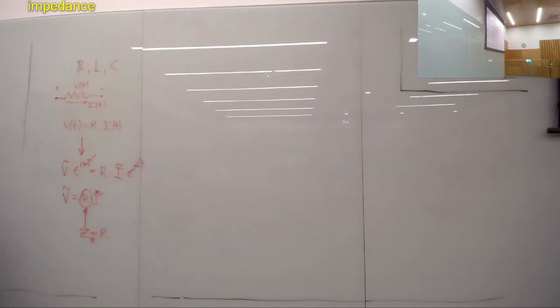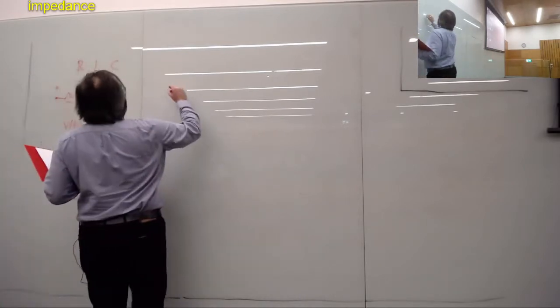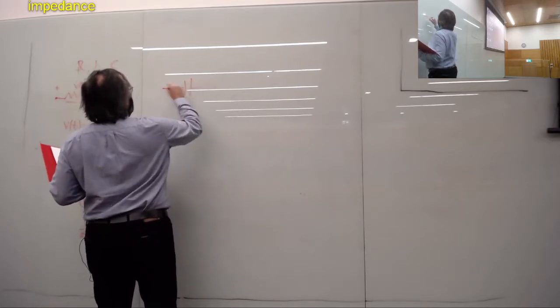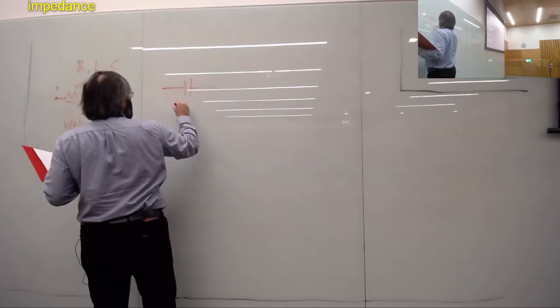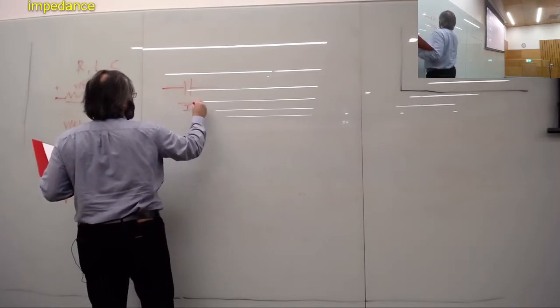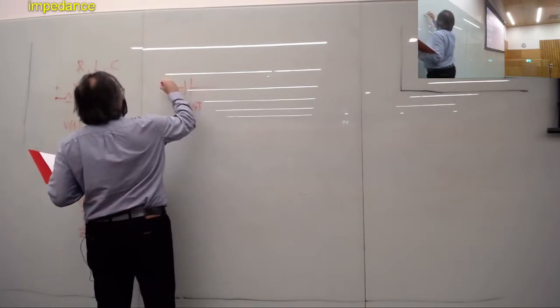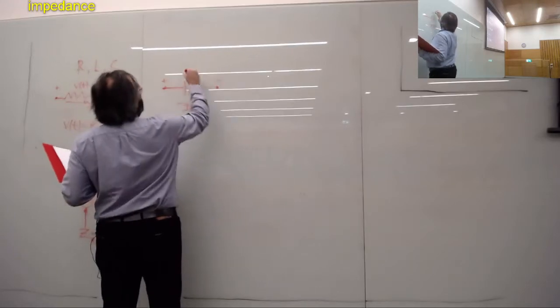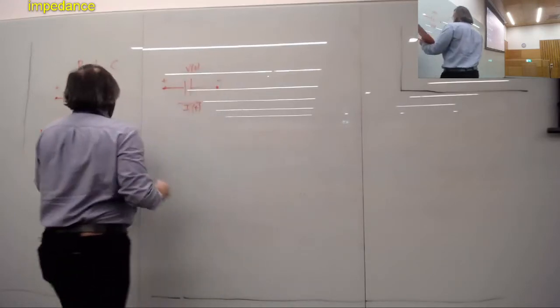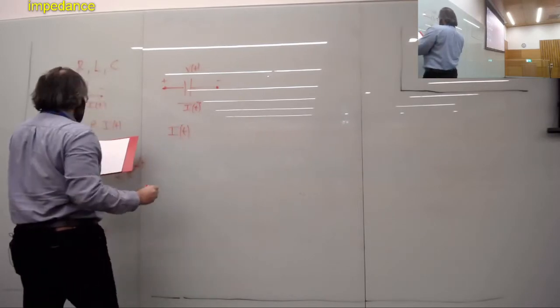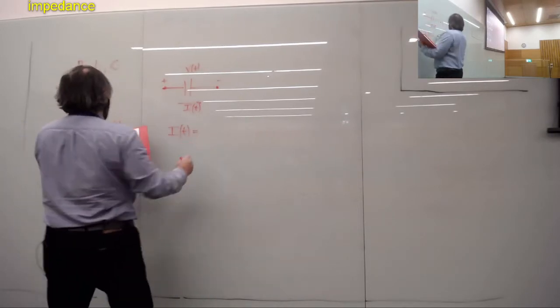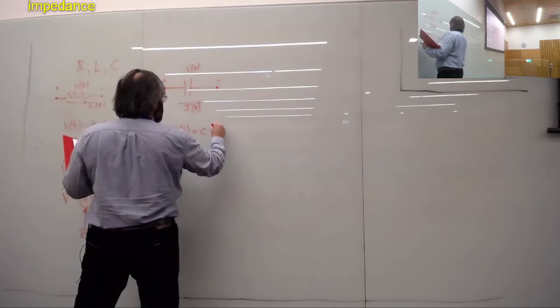But what is interesting now is what happens to C, for example. Let us again indicate here there is a current i(t), and we have a voltage that we measure in this way, v(t). And so for the capacitor, we know that the fundamental equation behind the capacitor is this one here.